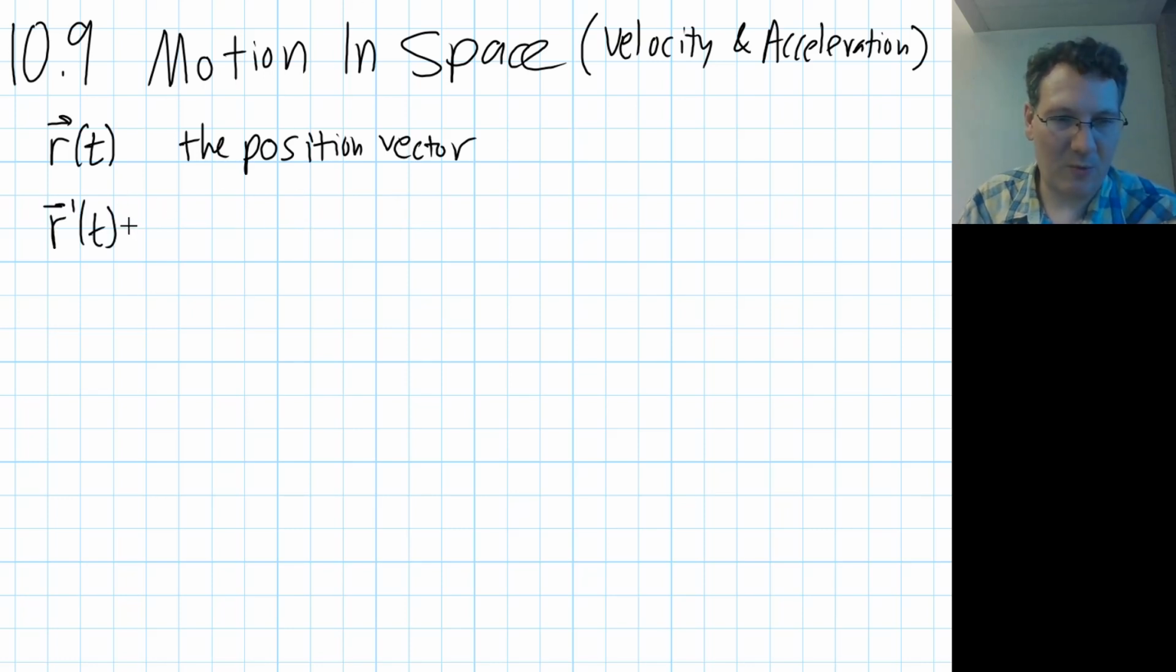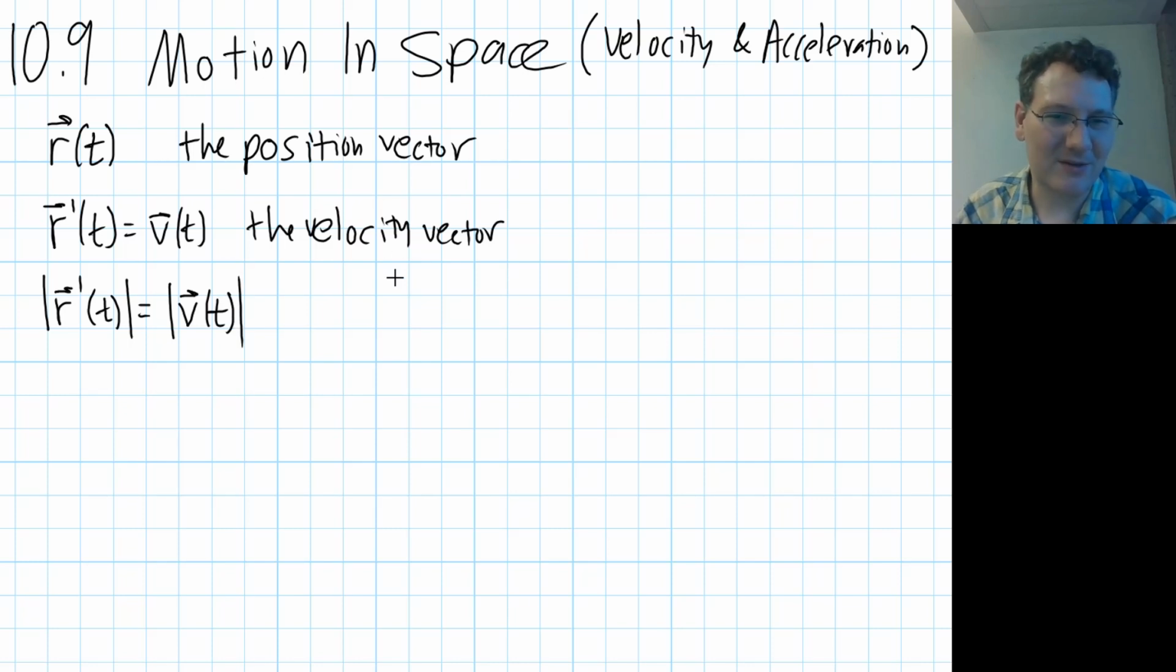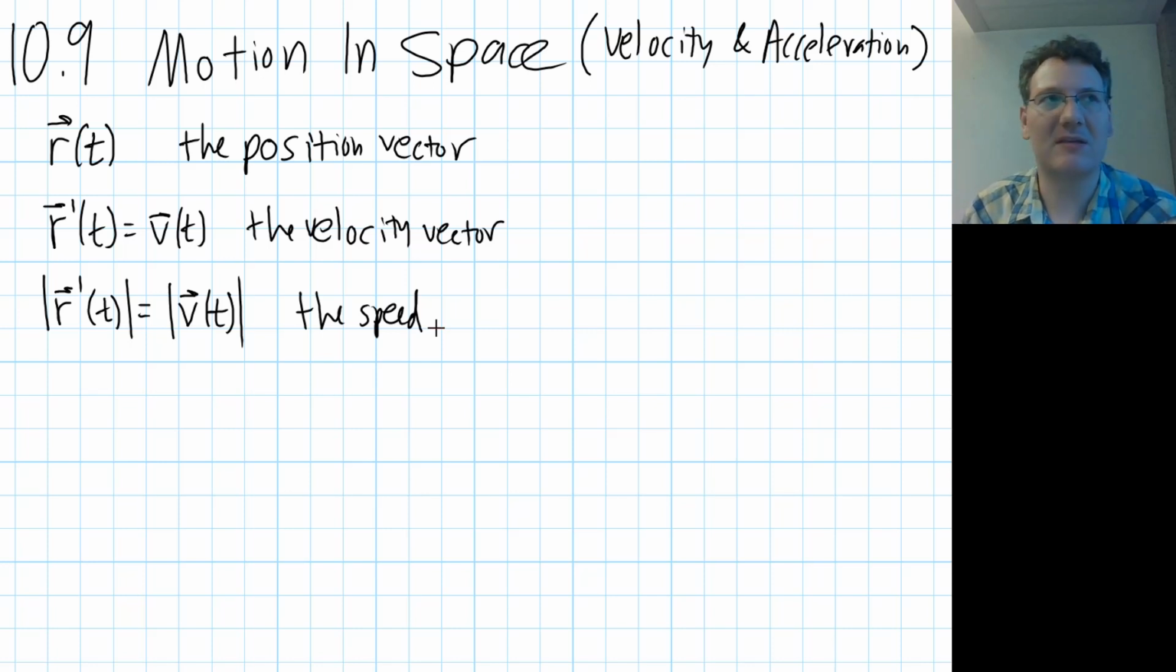the first derivative, r prime, we can call v of t. This is the velocity. The magnitude of r prime, or the magnitude of the velocity, is the speed. So speed can't be negative. The magnitude of velocity is speed. Speed also doesn't have a direction. It's just a magnitude. And then finally, the acceleration.